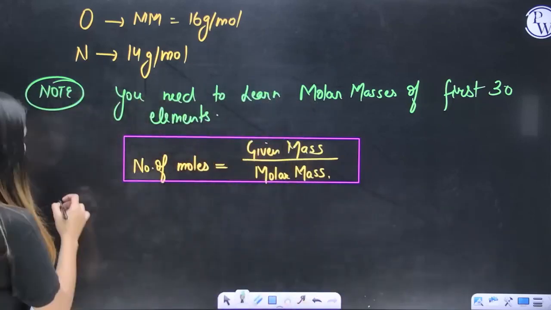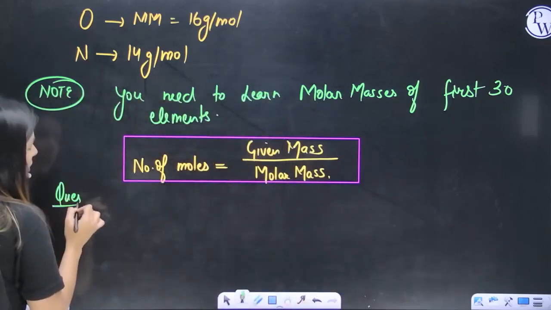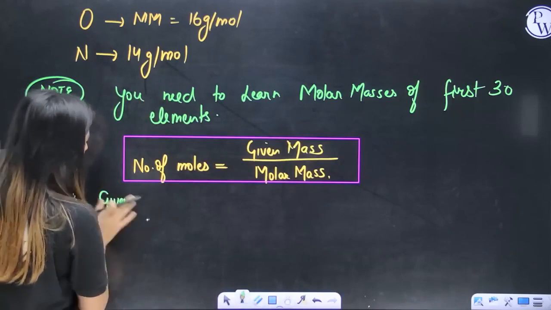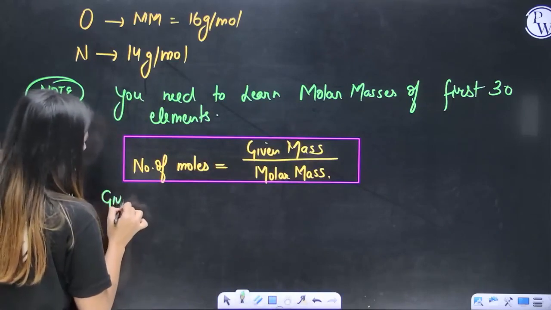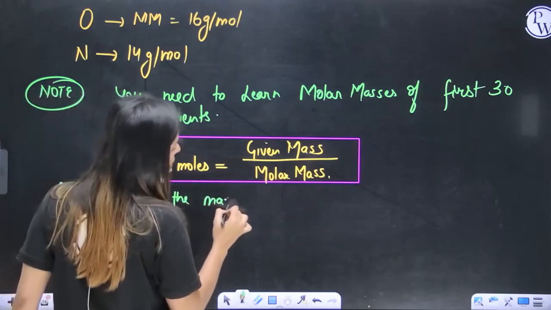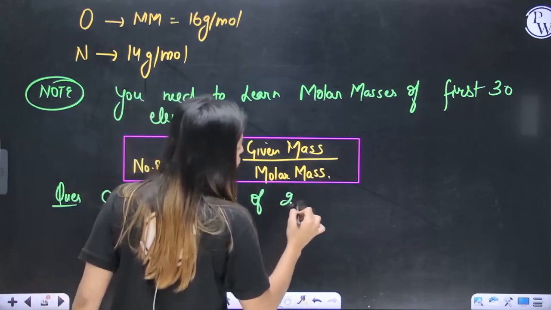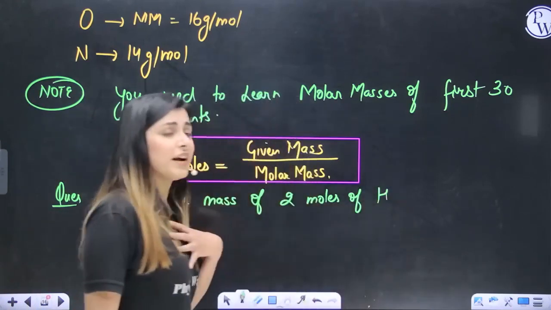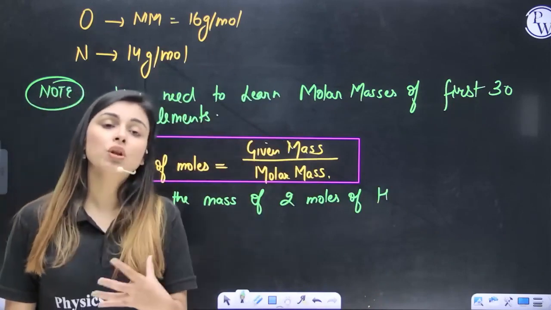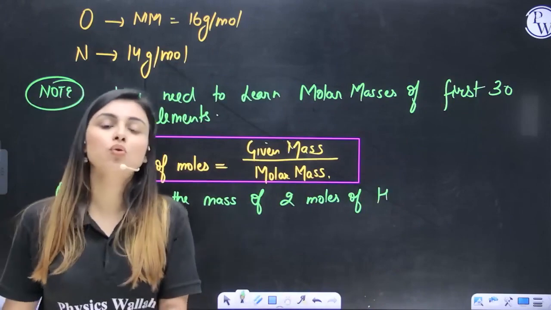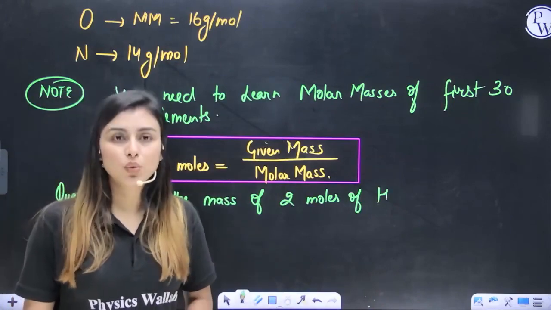If I tell you to give me the mass of 2 moles of hydrogen, then how are you going to tell me this?